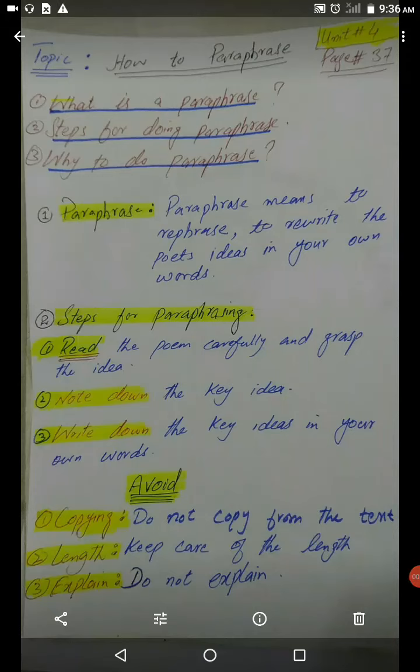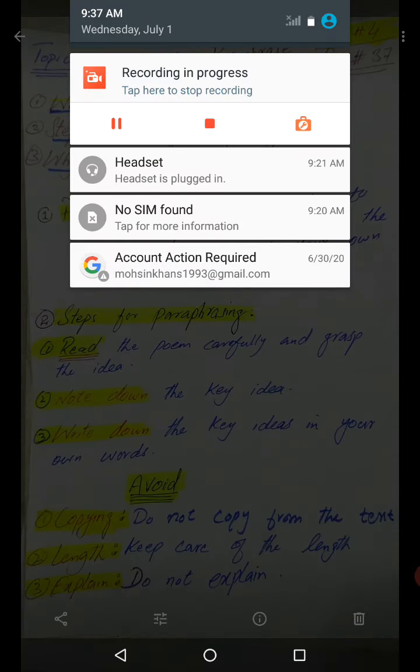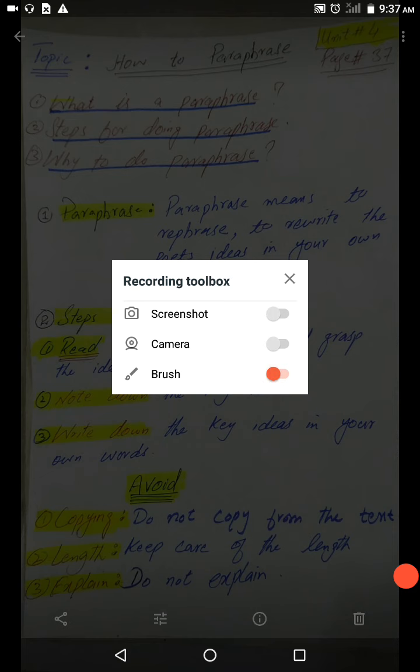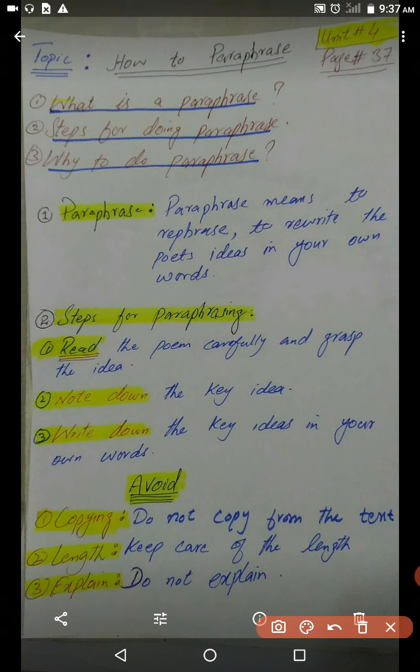Okay, students, this is a lecture on how to paraphrase, and this topic is included in your unit number 4 on page 37. And this is a very important topic. So if we ask a few questions as brainstorming, then we try to answer those questions in our lecture, then this topic will be pretty much clear.